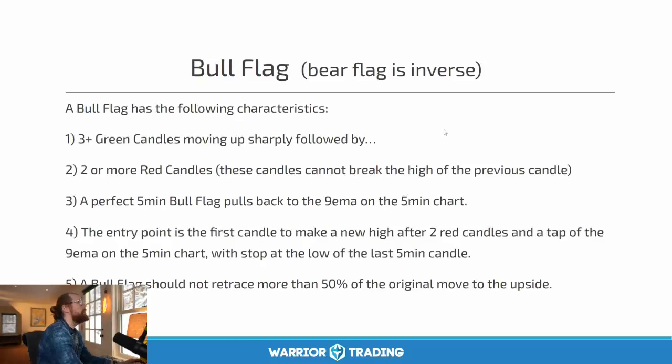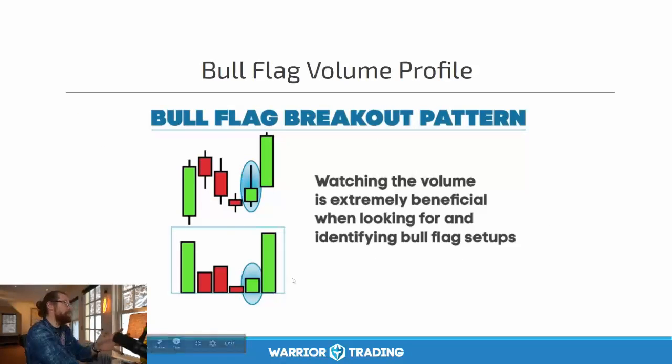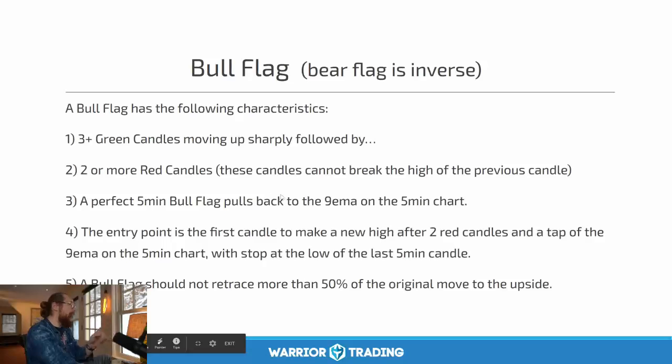So the proper bull flag, and it can be sometimes just two red candles to pull back, but we do need at least one pullback candle. So usually 2 to 3 or maybe 4 green candles going up, followed by 2 or more red candles coming back down. So a few candles going up and a few candles coming back down. Now, on the pullback, a perfect 5-minute bull flag will pull back right to the 9 moving average. It comes right down to the 9 moving average, then bounces off of that level.